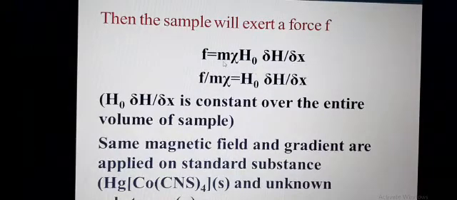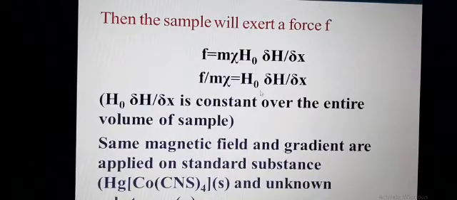m is the mass of the unknown substance, χ is the magnetic susceptibility of the unknown substance, H0 is the applied magnetic field, ∂H/∂x is the field gradient. So we can write this in this way: f/(mχ) is equal to H0 ∂H/∂x. H0 ∂H/∂x is constant over the entire volume of the sample.